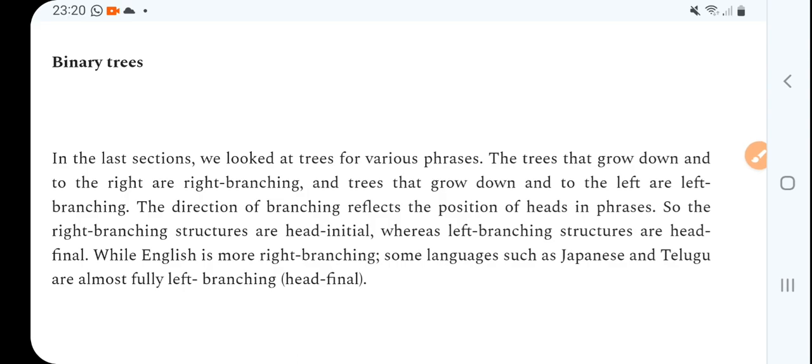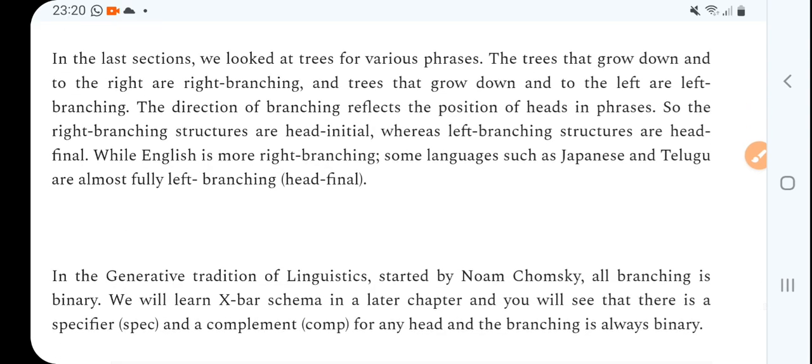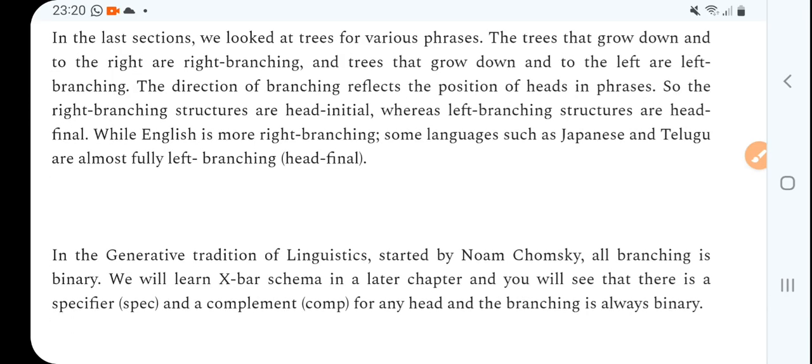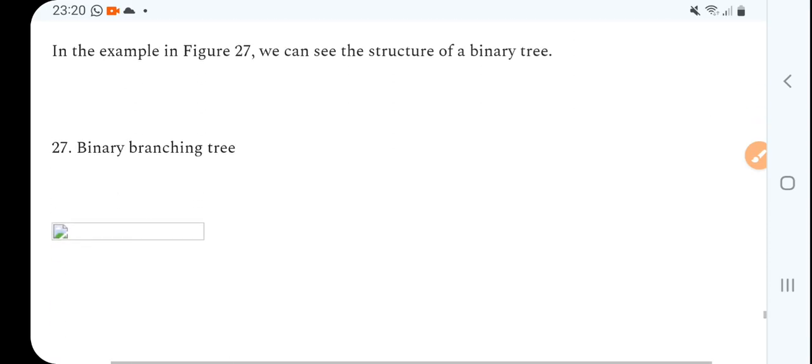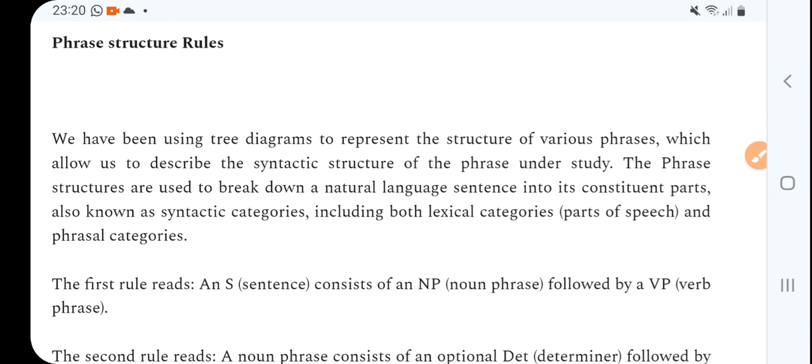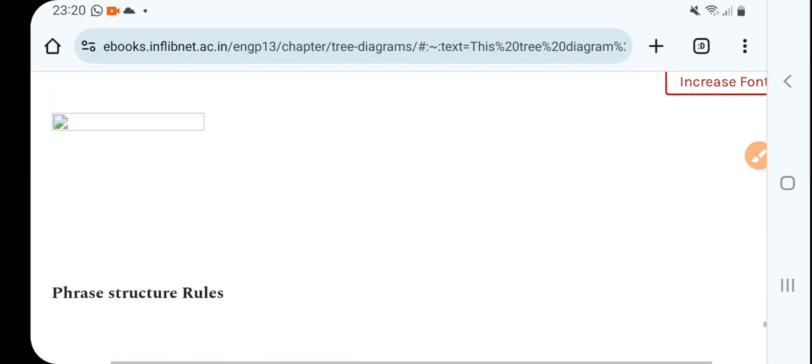Now binary trees. In the last section we looked at trees for various phrases. The trees that grow down and to the right are right branching, and trees that grow down and to the left are left branching. The direction of branching reflects the position of the head of the branch. Okay, so that is binary. Binary is actually not required of you.